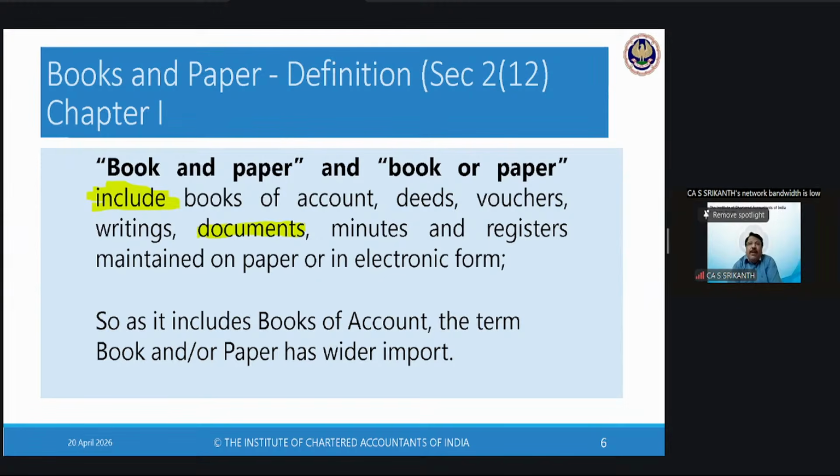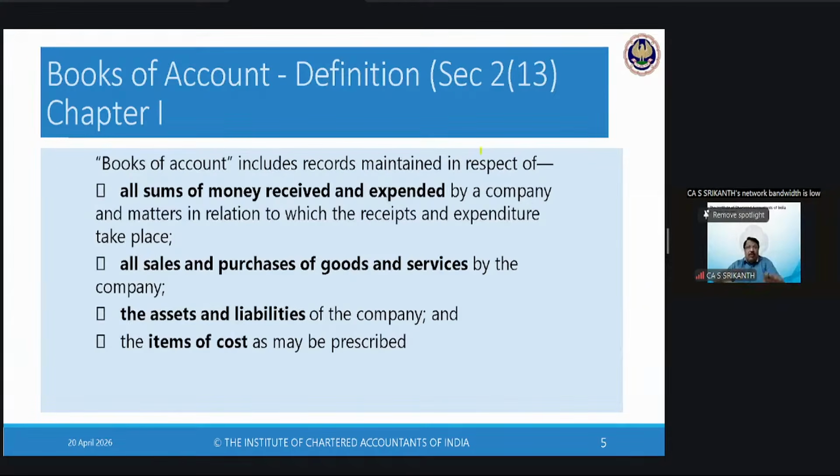Book and paper include books of account. So basically, book and paper is a bigger term. Books of account, under subsection 13, are only those records which pertain to receipt of money, sales, etc. Also, you notice here, the last item, the items of cost as may be prescribed. When you do auditing, we come to cost audit. At that time, I will tell you for which type of companies cost records have been prescribed, which certain industries, and which type of companies need to have a cost audit, right?